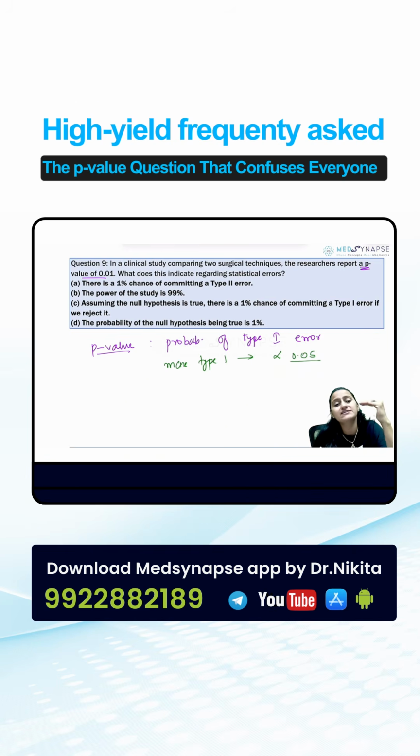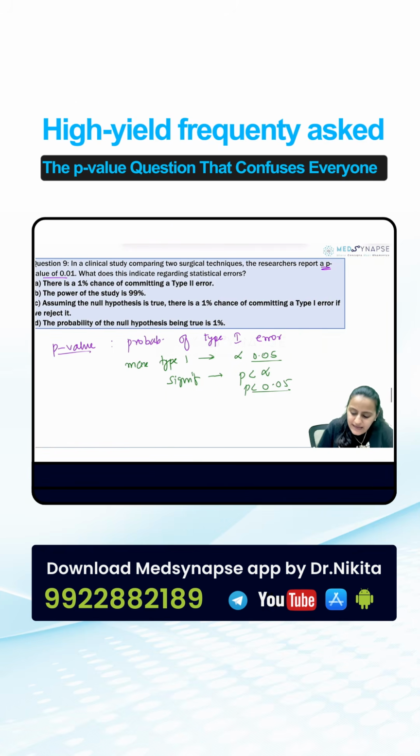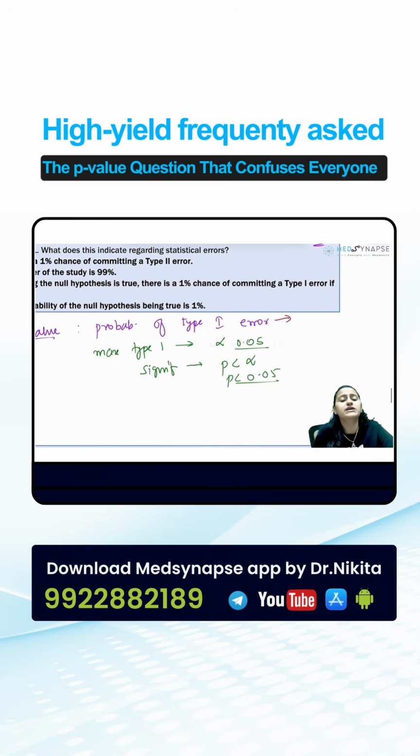So for a study to be significant, this p-value should be less than the maximum. It is called significant if the p-value is less than alpha. That means the p-value should be less than 0.05. So when I say it is type 1 error, is it true negative, true positive, false negative, false positive? What is it? Yes, 0.05 means 5%. Remember, an error is always a false result and type 1 error is false positive.